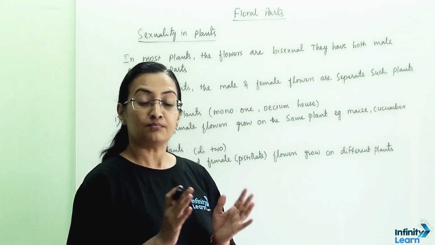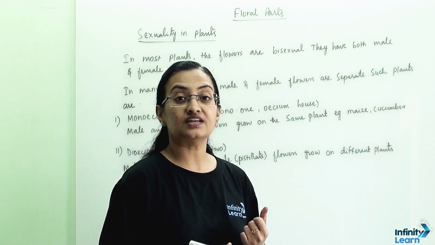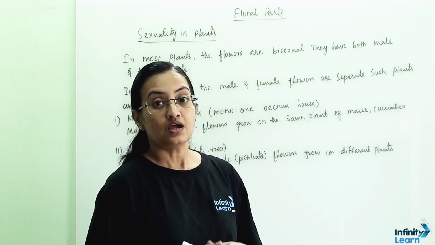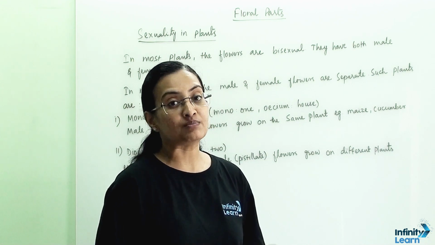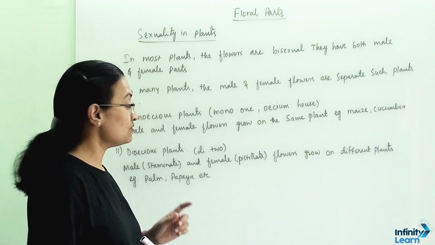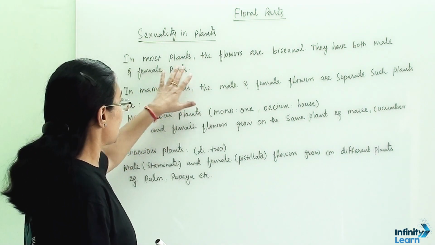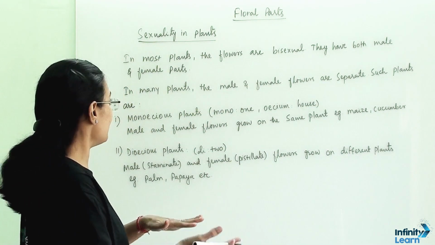When both male and female parts are present in one flower, it is known as a bisexual flower. But some flowers have either the male or the female part only. So let us learn about sexuality in plants. In most plants, the flowers are bisexual. They have both male and female parts.